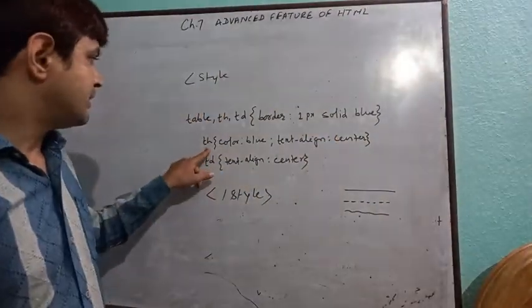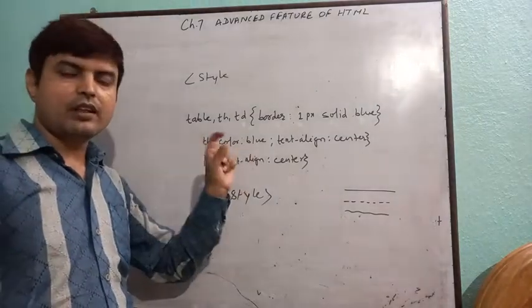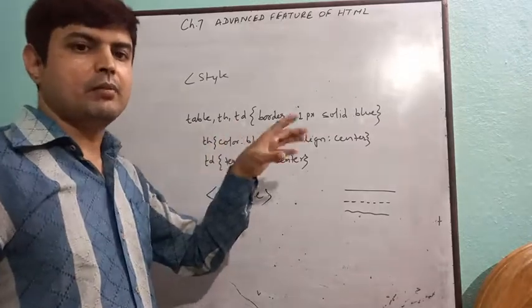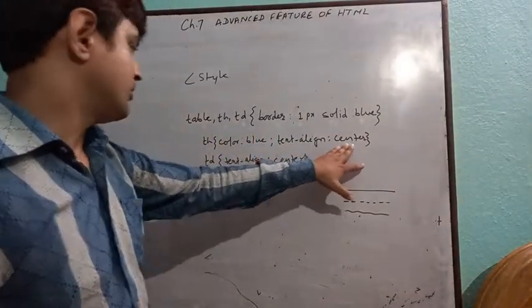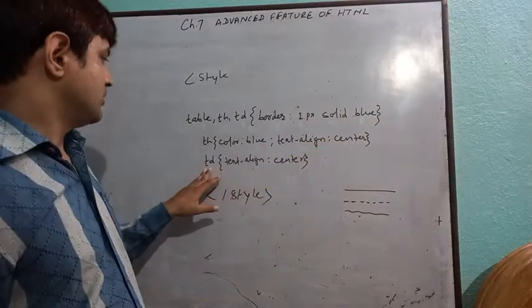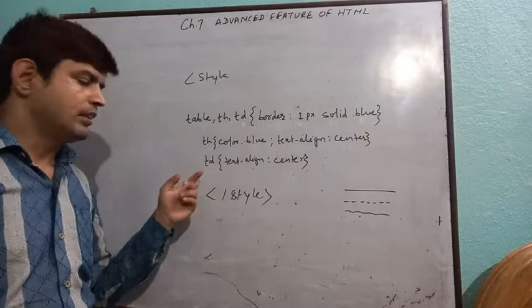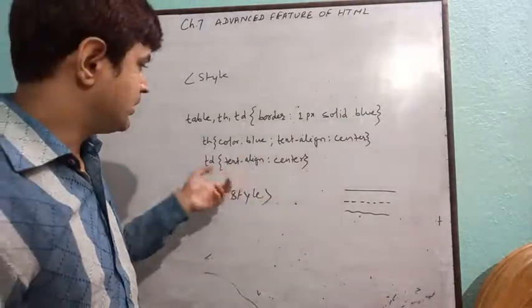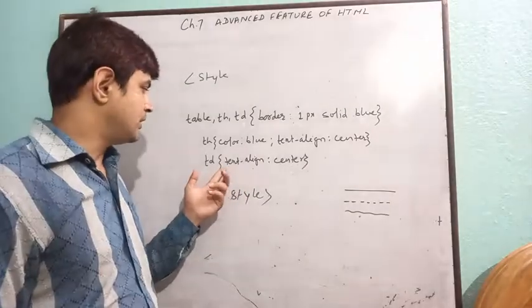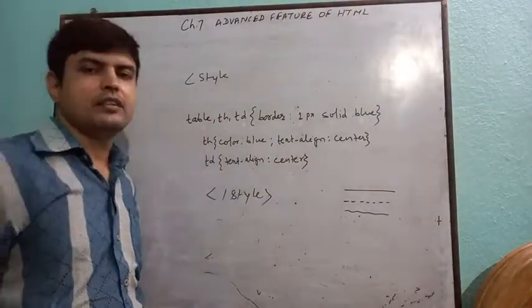The next, under th, here the color is blue, that is the color of the table heading. Whatever the table heading will be, its color will be blue, and text align will be center. The next, table data, the text align is center. However, the default alignment for table data is left, but here we want to change it. So here it has been defined as text align center.